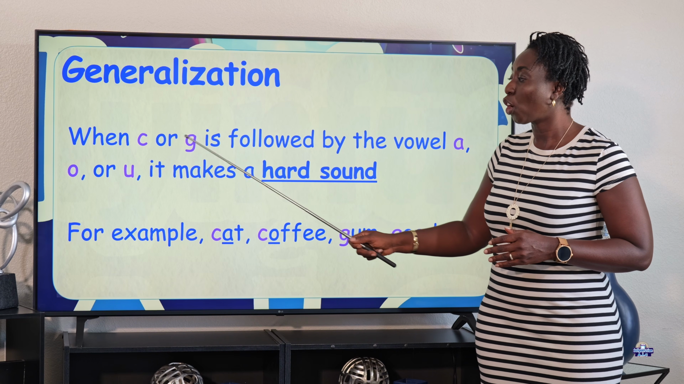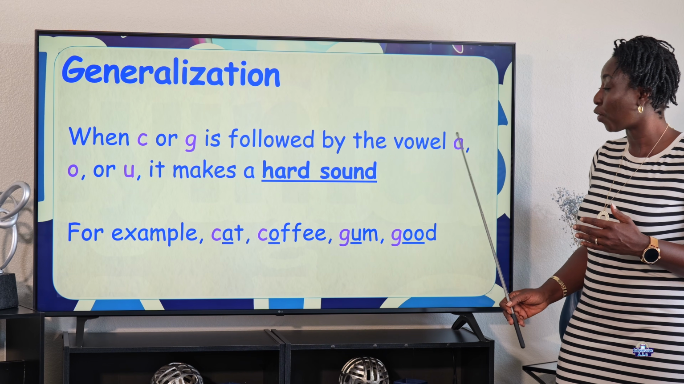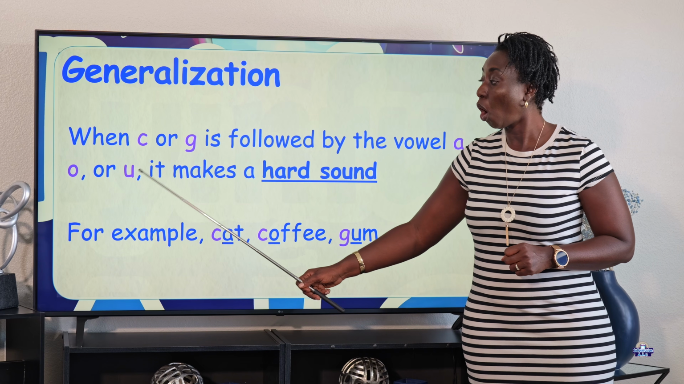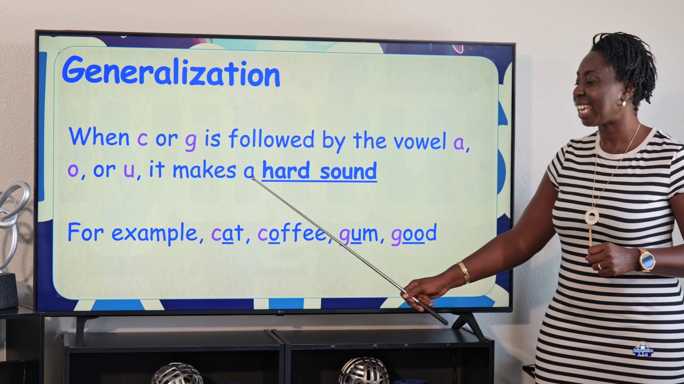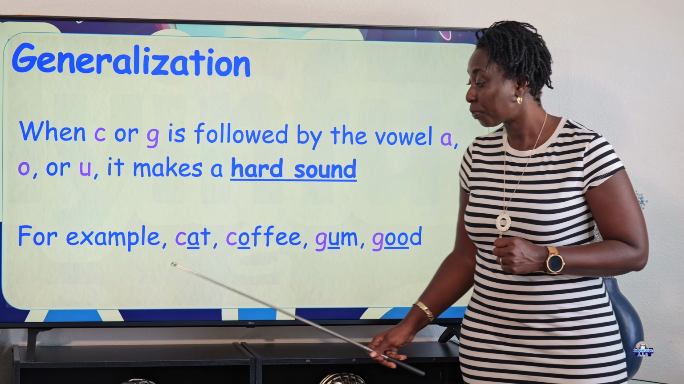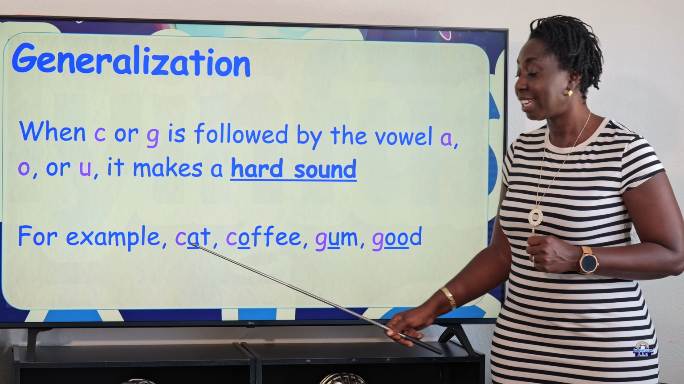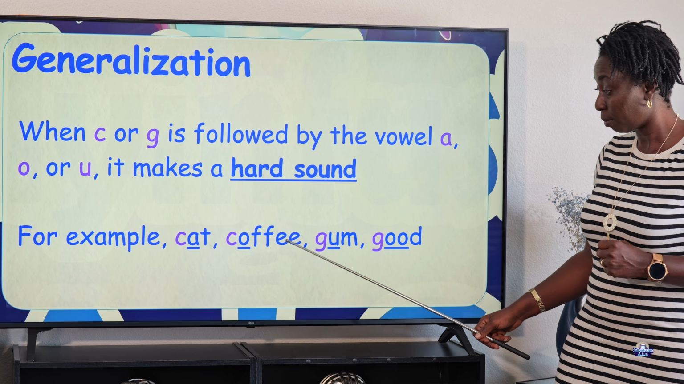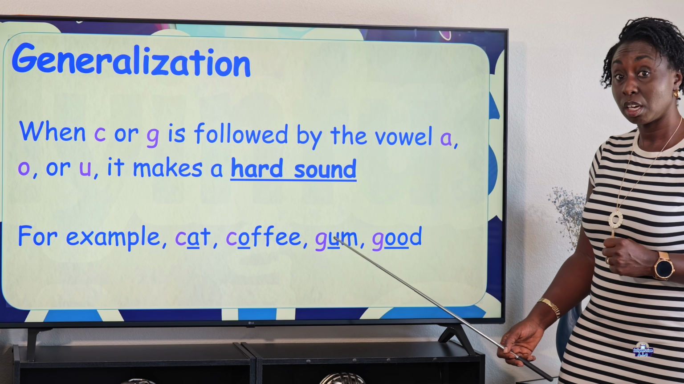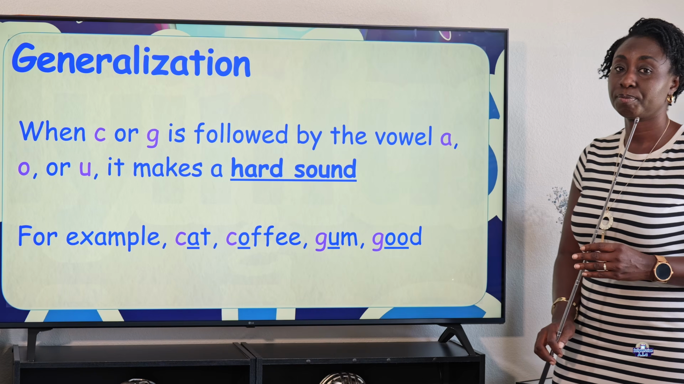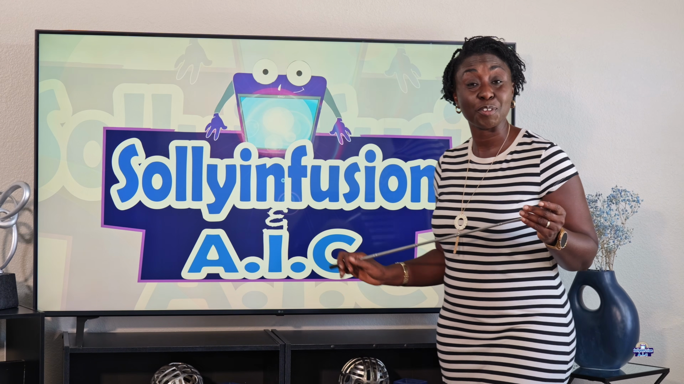When C or G is followed by the vowel A, O, or U, it makes a hard sound. For example, cat, coffee, gum. Good, good.